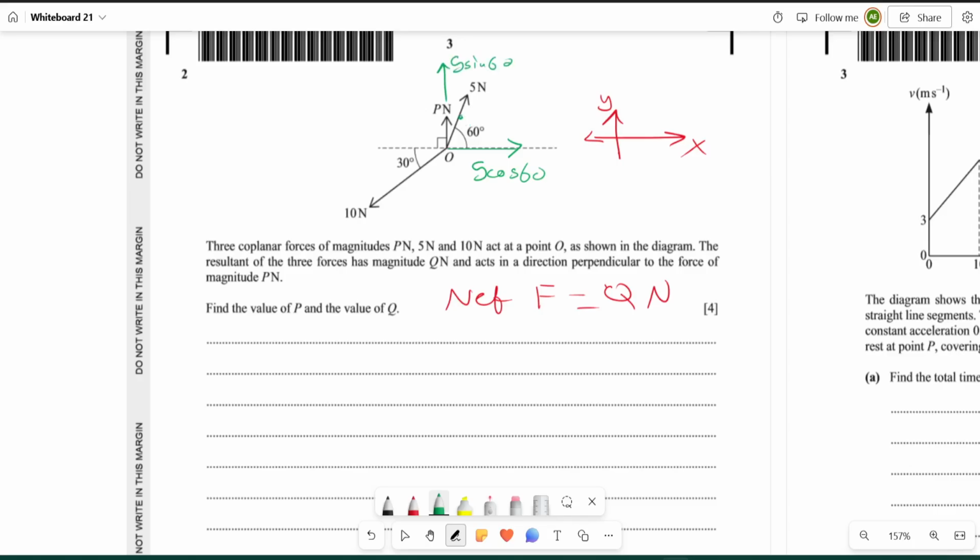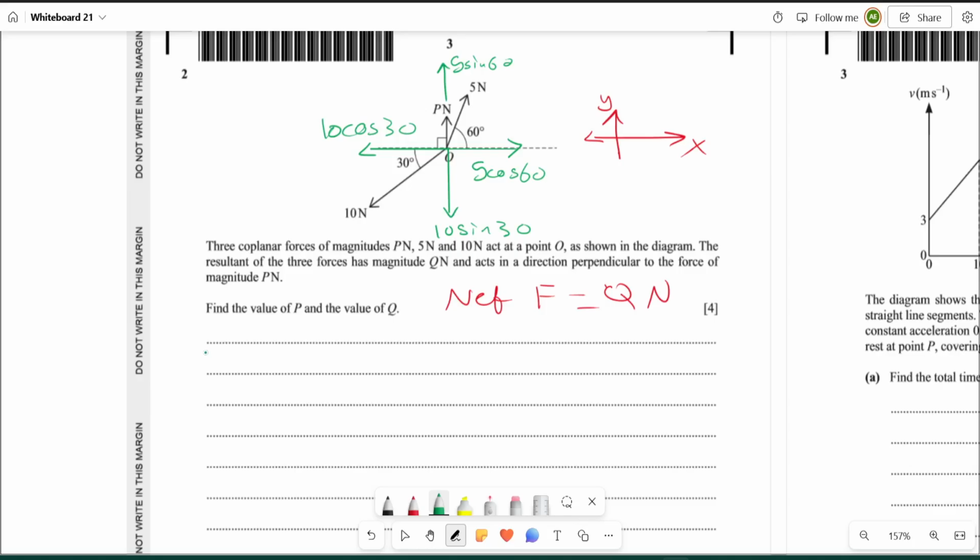Why is this cosine? Because I start from my force moving into my angle. Closing on my angle is cosine, away from my angle is sine. Similar to this 10 newtons, when I move into my angle, it is going to be, you guessed it, cosine. This is 10 cosine 30, and this over here is going to be 10 sine 30.